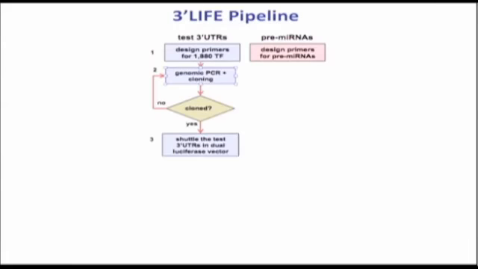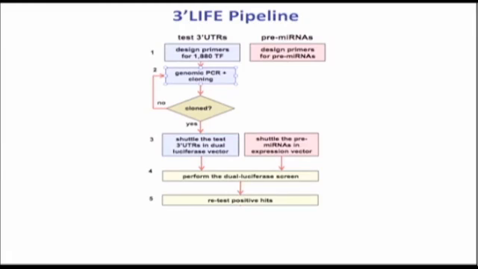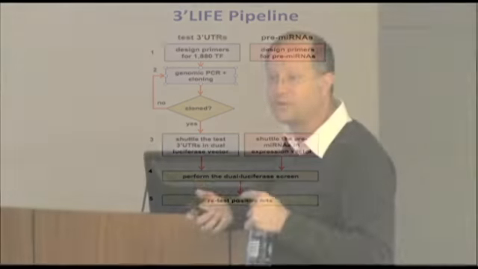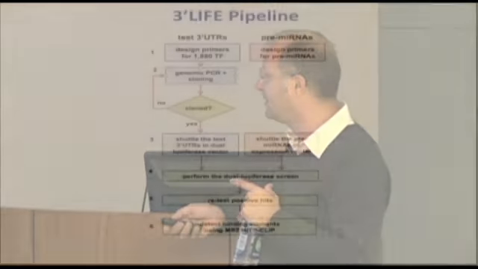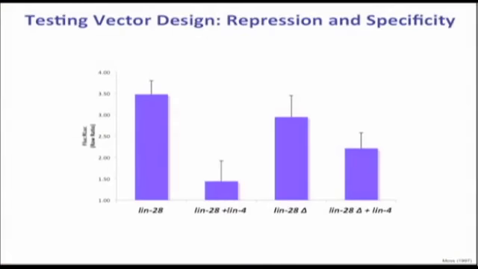So the pipeline is design primers and amplify these primers and shuttle in the dual luciferase reporter assay. At the same time doing this for the pre-microRNA again, then perform the dual luciferase assay and test for positive screen, and eventually come up with a rule that tells you this specific microRNA recognizes this 3' UTR, this other 3' UTR, and this other 3', and start building this network and find out what 3' UTR each microRNA controls, right?